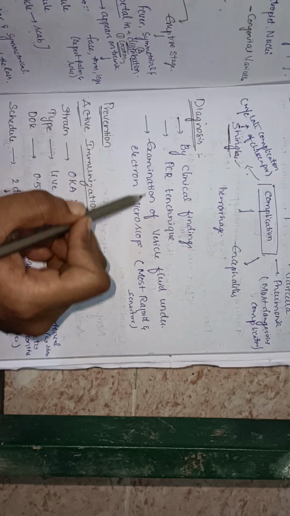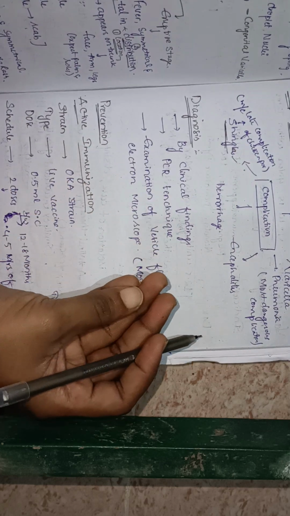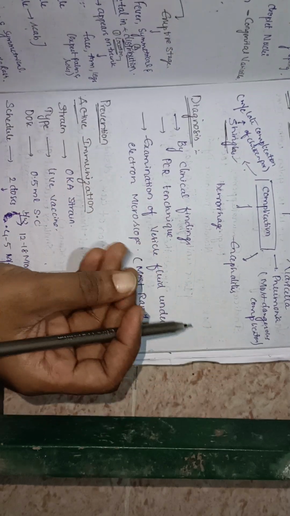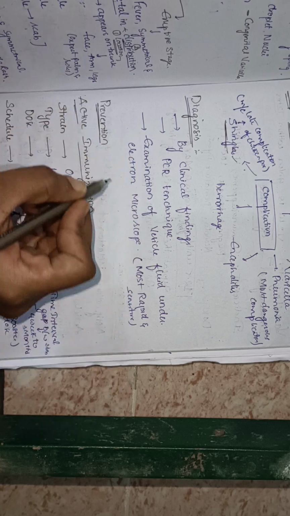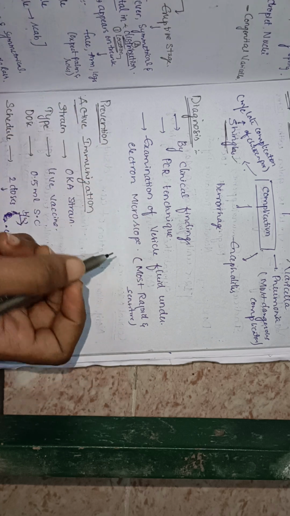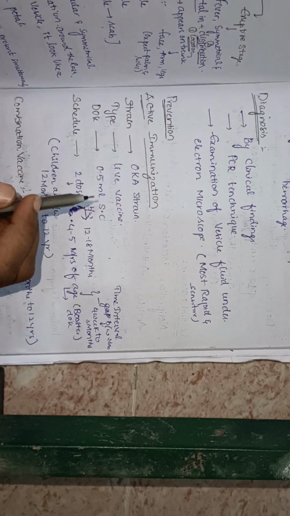Next comes the diagnosis. Clinical findings are present. Diagnosis is by PCR, or by examination of the vesicular fluid under electron microscopy. PCR is the most rapid and sensitive test. This is very, very important.